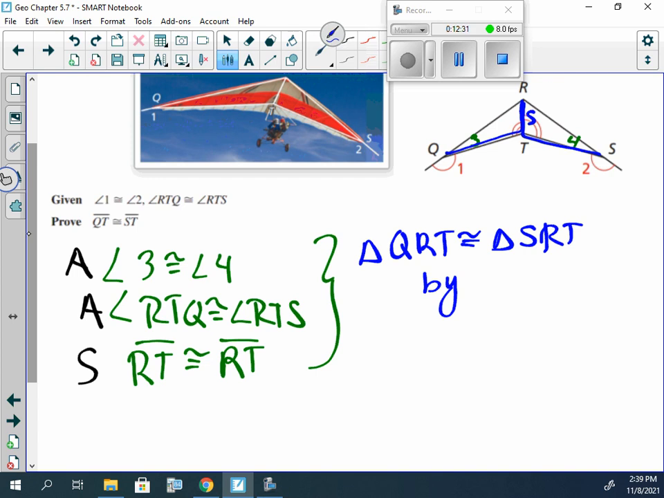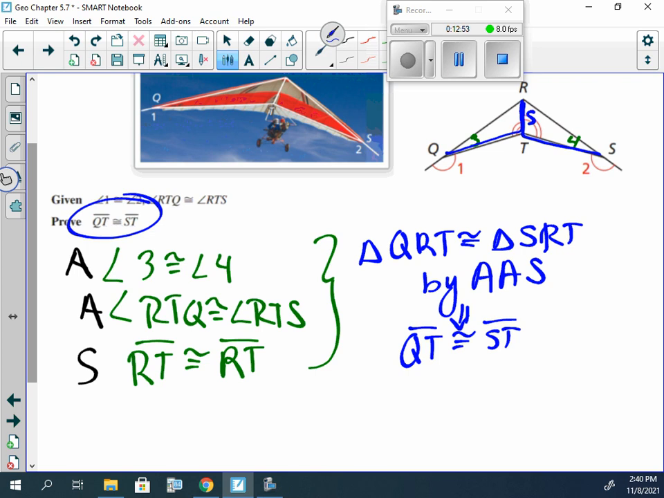And we know this is true by angle, angle, side, because that's how we knew that those triangles were congruent. Because we have two sets of congruent angles followed by a set of congruent sides. Now, what did it want us to prove? So by this, we can say that QT is congruent to ST by CPCTC.